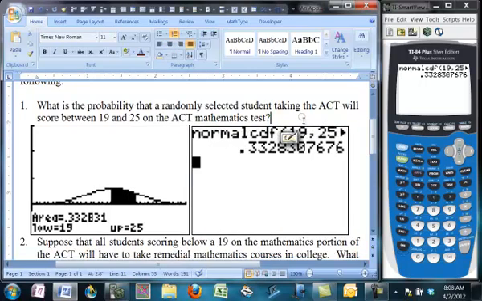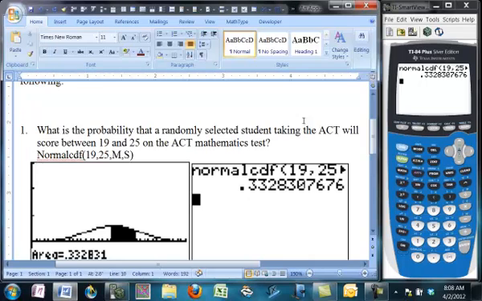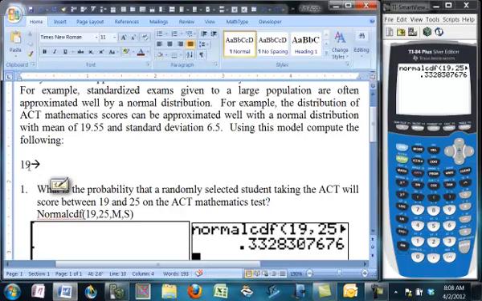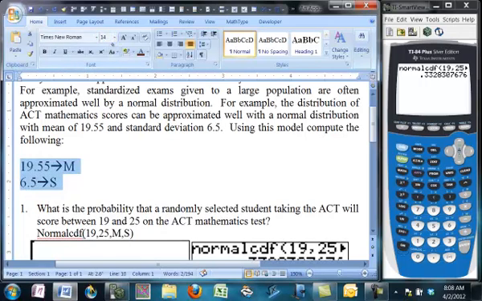So let me type that over here. That is normalCDF, 19 to 25, and then M, S. And before that, before I even started, I took 19.55, the mean, and stored it as M, and 6.5 and stored that as S.